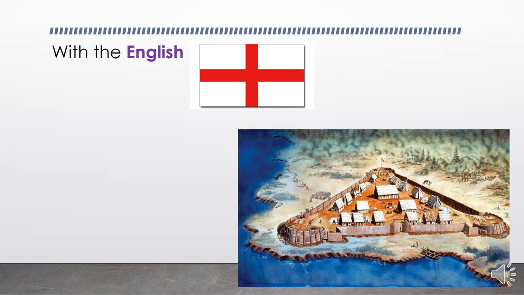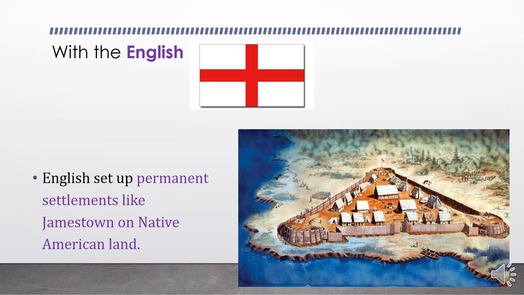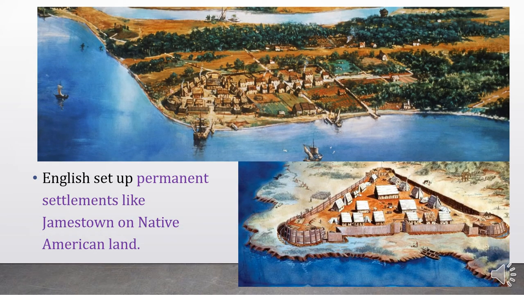Now, with the English come in 1607, and they begin setting up permanent settlements like what we know as Jamestown on Native American land. Now, what's different about the English is they are not there just to explore. They are there to set up permanent colonies. And just a few years after the settlement of Jamestown in 1607, they send women to start families in 1620.